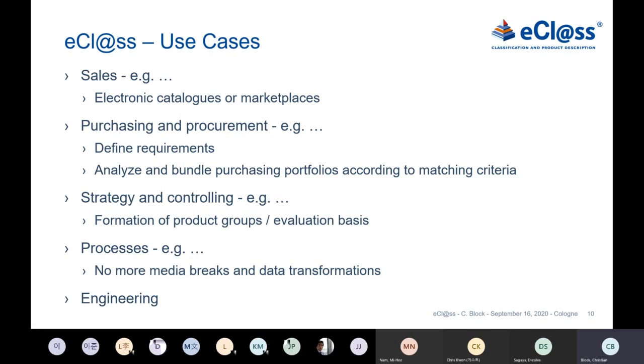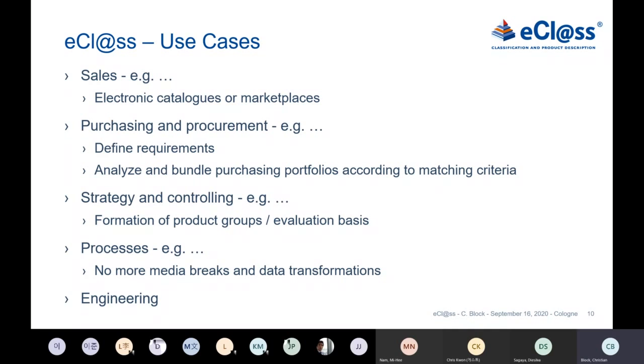Furthermore, a step further, then the requirements were defined with ECLASS. So define the length and the width, the color maybe, with machine interpretable semantics, and exchange these requirements with the sales departments of the other company, and these requirements were understandable for humans and machines. Furthermore, it supports strategy and controlling. So you can put ECLASS as one classification and product description in your systems, and this helps you to control your sales and procurement departments. And altogether, it supports processes. So there are no more media breaks in data transformations in all these data exchange processes.